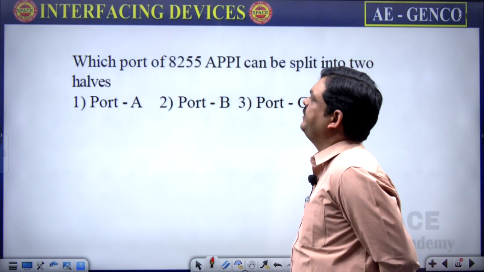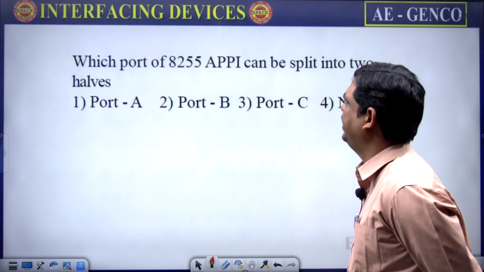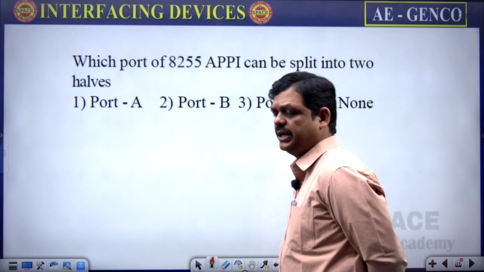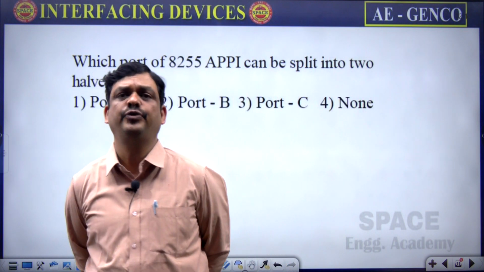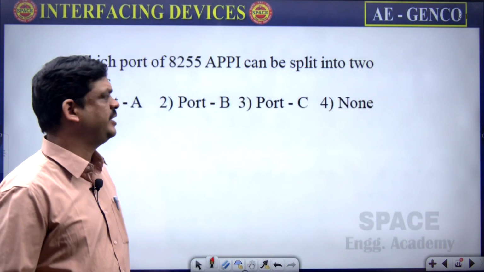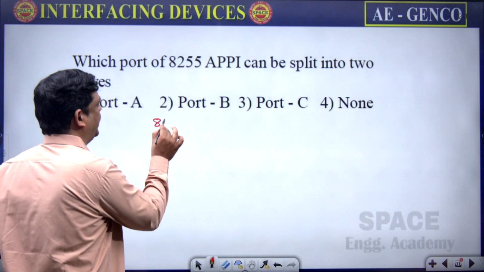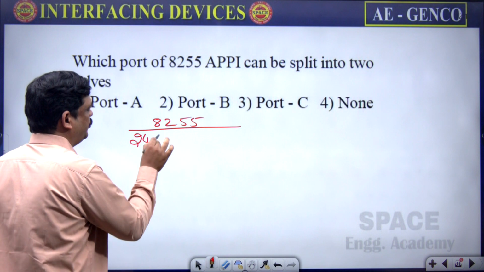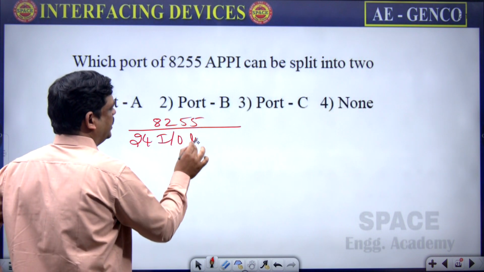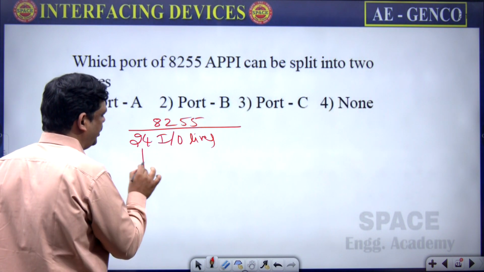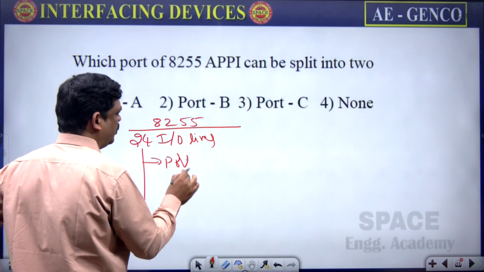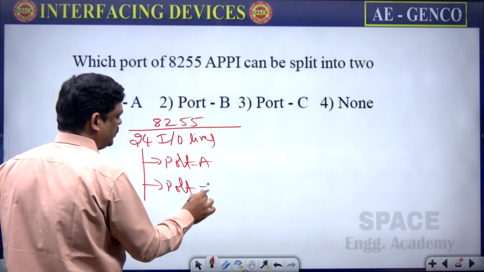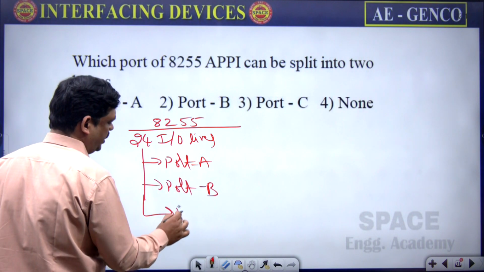Yeah, another question from the interfacing devices. Which port of 8255 PPI can be split into two parts? Just now I explained 8255 in the previous video. 8255 has 24 IO lines, right? These 24 IO lines are divided into different ports. One port is port A, another is port B, and another one is port C.